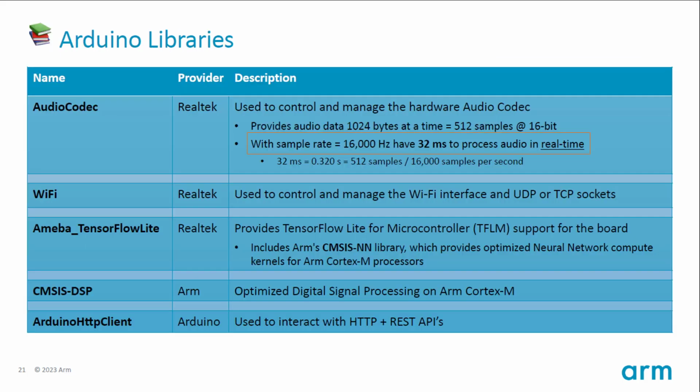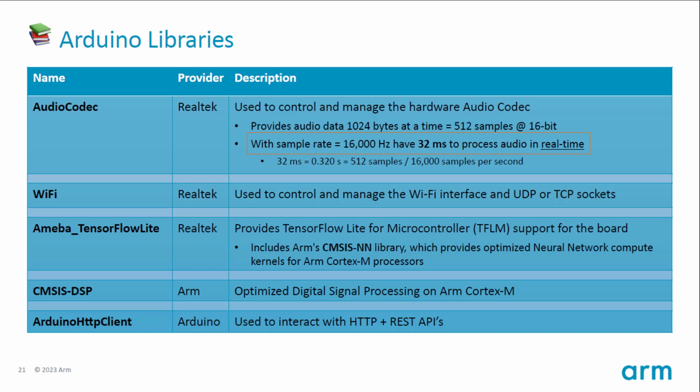Okay, another good thing about the Arduino ecosystem is there's lots of libraries to build your application on top of. So the first one I'm using is called Audio Codec, and it's built by Realtek. So this will give us a way to control the audio codec. It's going to provide us with audio data at 1024 bytes at a time. So if we're using 16-bit samples, which are 2 bytes, it'll give us the audio data in chunks of 512. So if we divide 512 by 16,000, we'll have 32 milliseconds to process the data in real time.